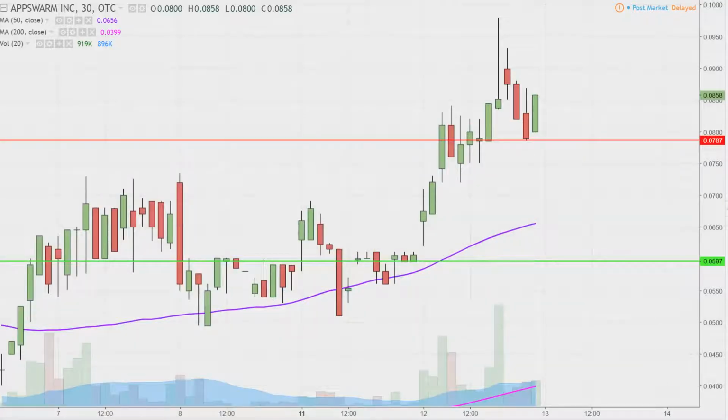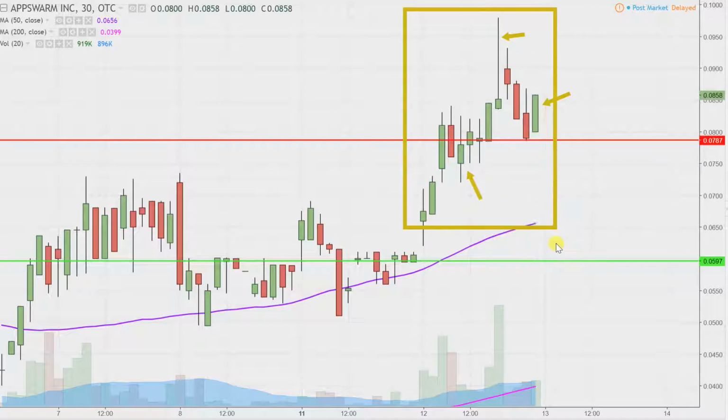Real quick, what do I mean by 30-minute, in case maybe you're new to charts? Instead of each one of these candlesticks here representing one day's worth of price action, which is what you would normally see, each one represents 30 minutes. So while this here may look like several days' worth of time, it's actually just today's price action broken down into 30-minute time slices.